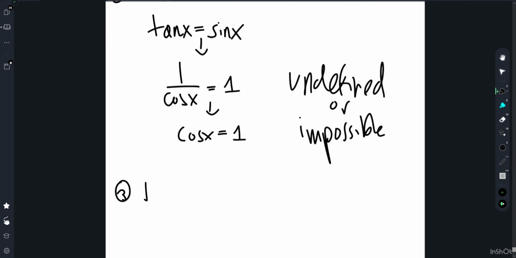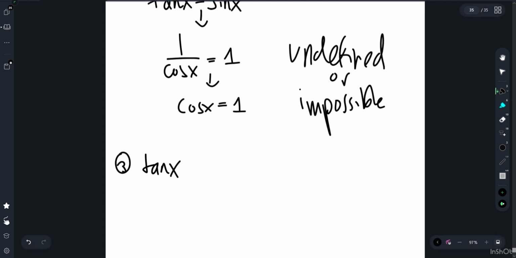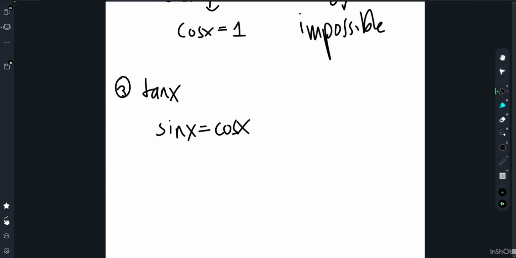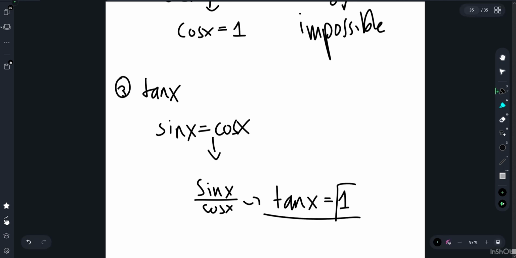Lastly, our case is tangent x. This means that sin x is equal to cosine x. And basically what we have here, now sin x is equal to cosine x. That means that if we divide it to the other side, we get that tangent x is equal to 1. To find what x is, we need to find the value, which is just 1.